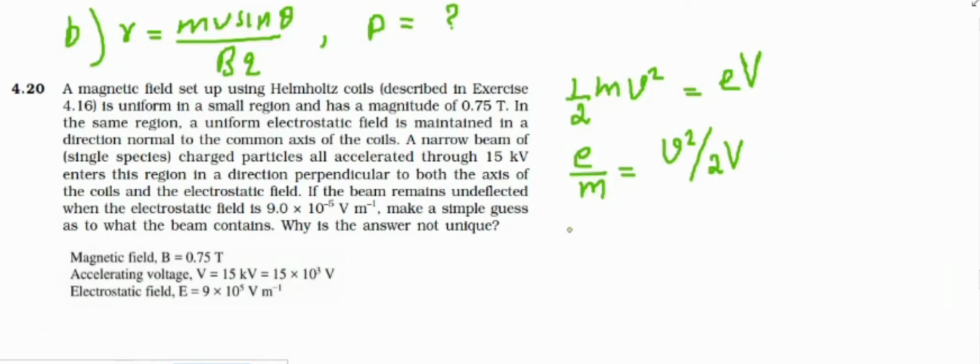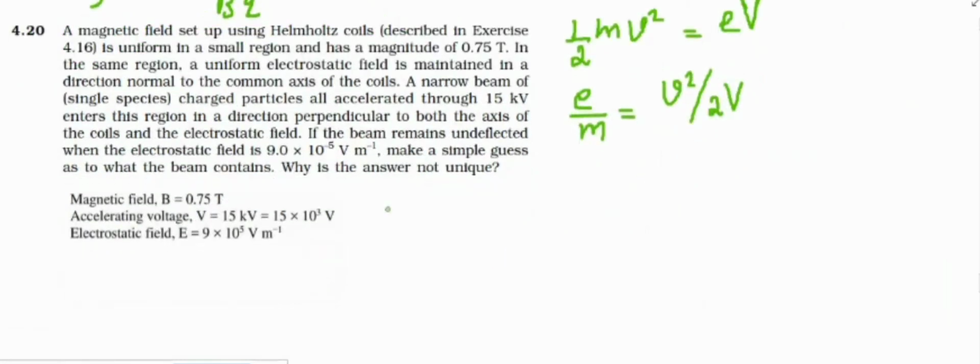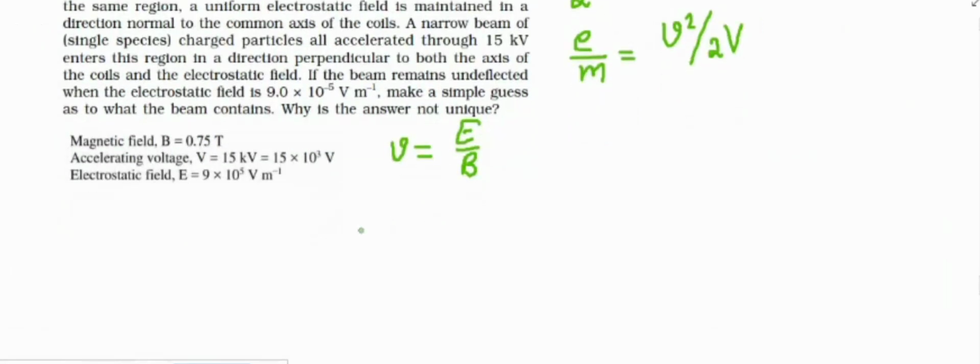Then again for velocity selector, the particle goes undeflected when velocity v is equal to the ratio of electric field to magnetic field. So the value of v you can substitute in the equation, then you will get e by m, charge to mass ratio, e by m is equal to E square upon 2B square V.